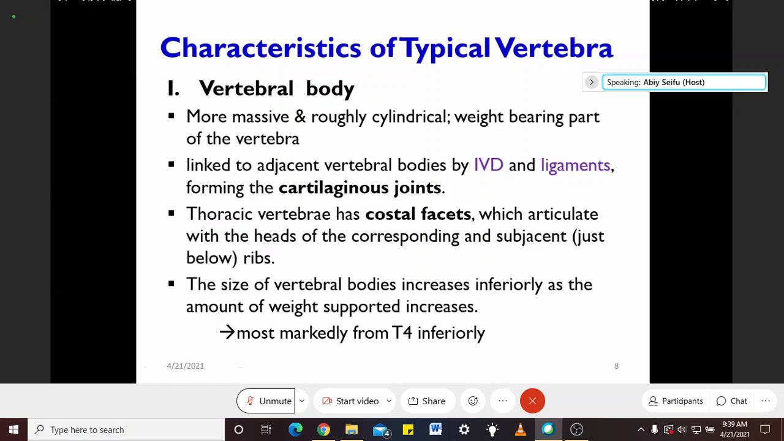Then the size of the vertebrae increases downwards towards the lumbar ones and up to the sacrum. In the sacrum, the first and second segments are larger, and the inferior ones become smaller and form the tip of the vertebral column. So the size of the vertebral body is related mainly to the weight of the body.